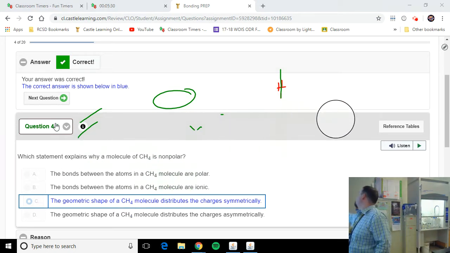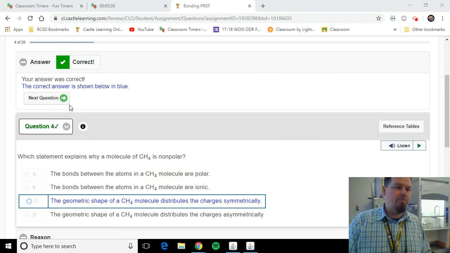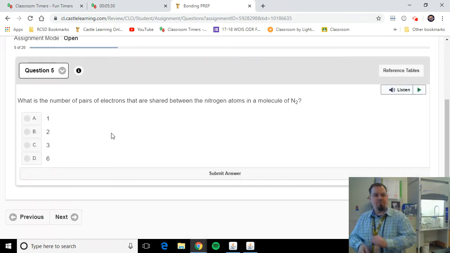All right, and we got rid of the first two because it has to do with bond polarity, not molecular polarity. Molecular polarity takes all of the bonds into consideration.